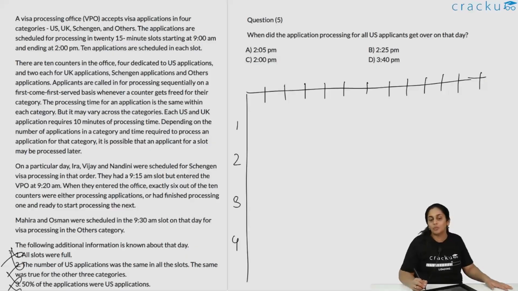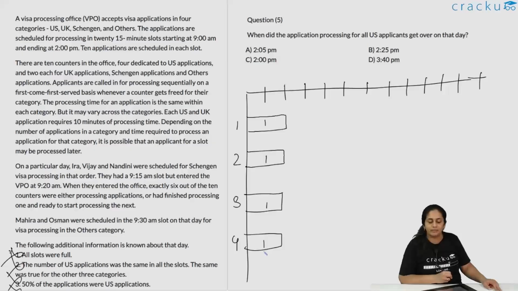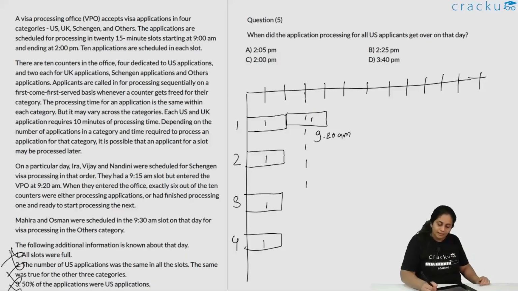Let's see what happens in 1 hour. How many of these are completed in 1 hour? Here you get 5 applicants. These counters are working for 10 minutes each. All of these 4 applicants are from slot 1. The 5th applicant from slot 1 has to wait for 10 minutes till one counter gets over. So the first counter now starts working on the 5th applicant, which is going to get over by 9:20 am. Till 9:15, the remaining counters are essentially having slack time.